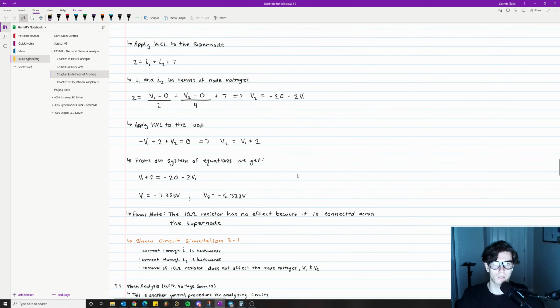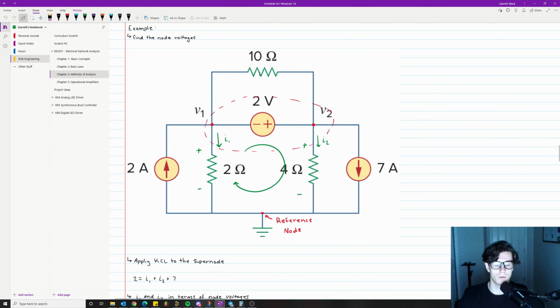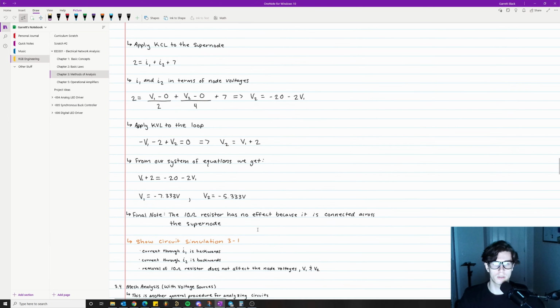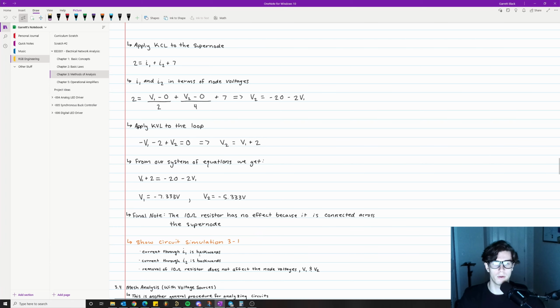So real quick, let's go take a look. Here's the example circuit. This one's 2 amps, that's 7 amps. We have I2, I1, and then we have our 2 volt voltage supply. And then like I said, we have the 10 ohm resistors. The first note we have is current through I1 is backwards.